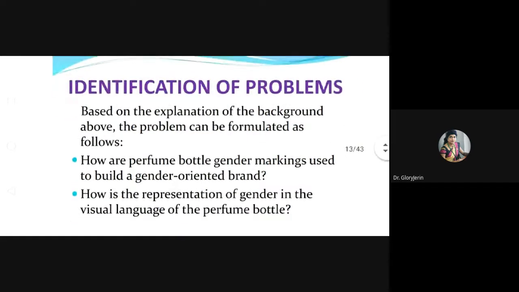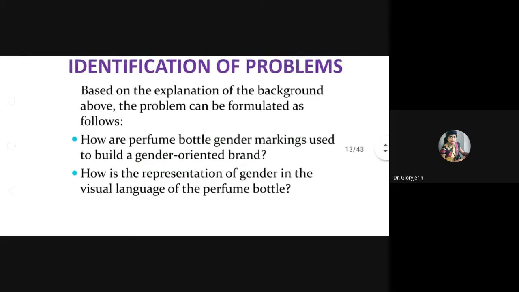So we can identify the problems based on the explanation in the background above. The problem can be formulated as follows. How are perfume bottle gender markings used to build gender-oriented brands? And how is gender represented in the visual language of the perfume bottle? We can discuss this next.